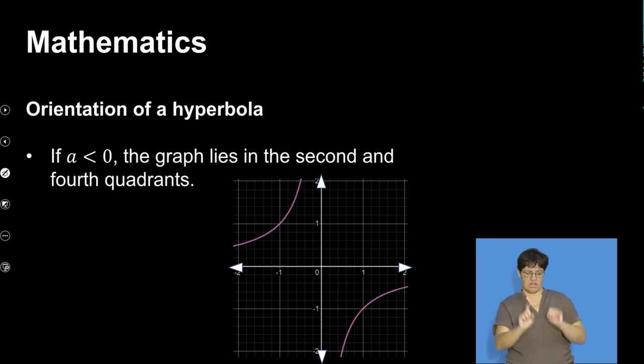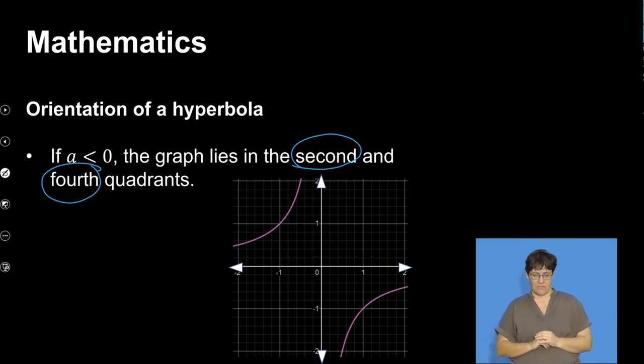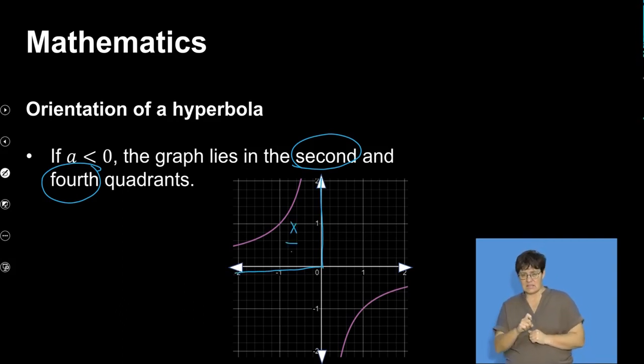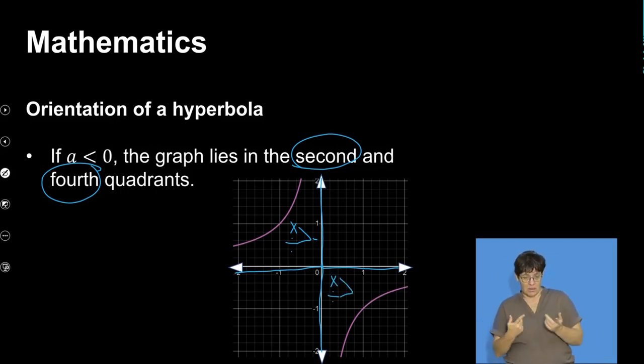But if a is less than 0, which means negative, the graph will lie in the second and the fourth quadrants. The reason is still the same: the y values here are positive and the x values there are negative, so multiplying them or dividing them, which has the same effect, will result in a negative answer. Similarly, with the fourth quadrant, I have positive x values and negative y values. If you multiply or divide them, it will definitely give you a negative, which has the same effect.